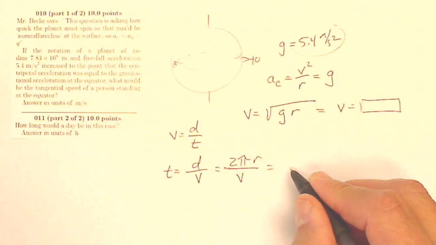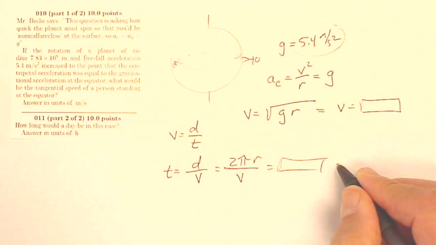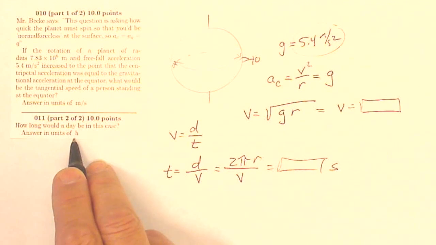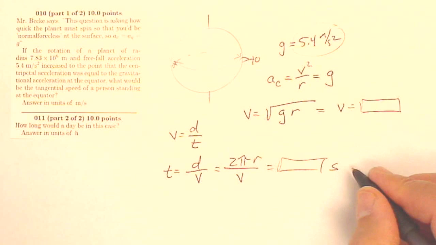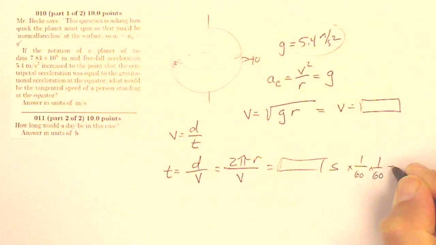Now, once I get that time, that's going to be a time in seconds. And I want hours, so I'm going to have to multiply by 1 over 60 times 1 over 60, and that'll give me some number in hours. And that's what I'm looking for.